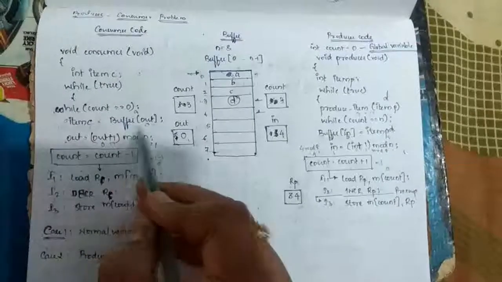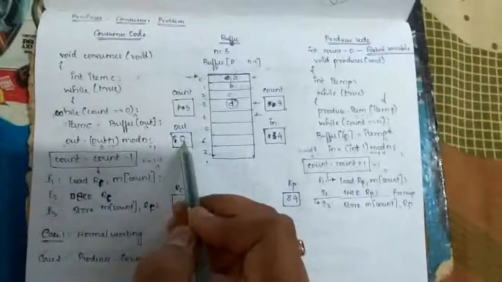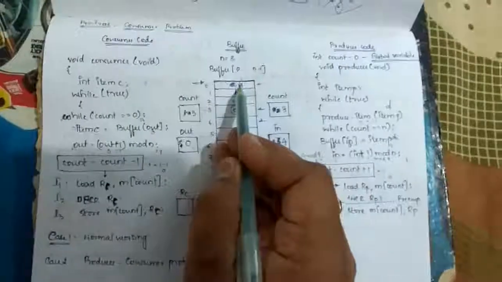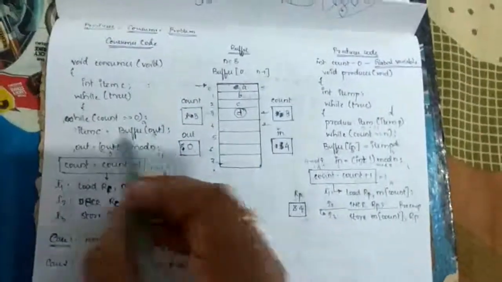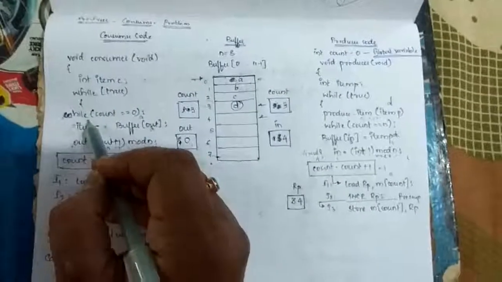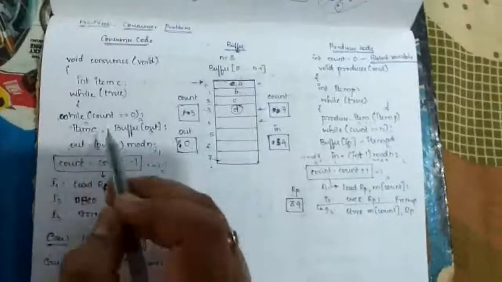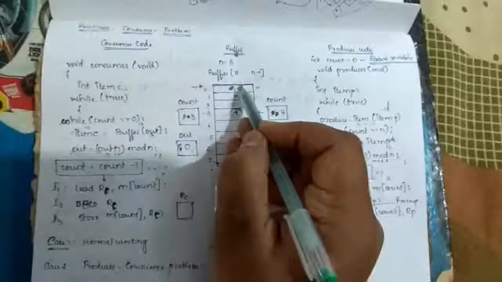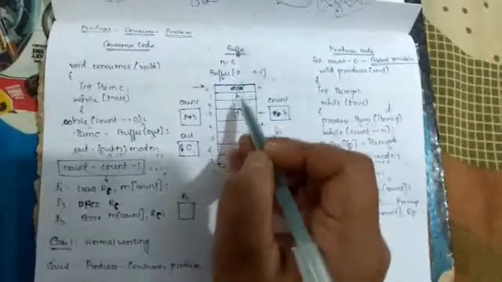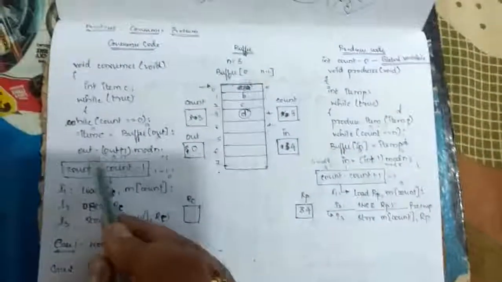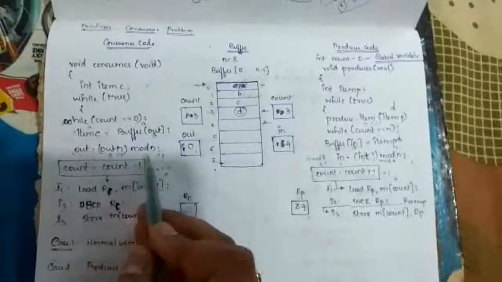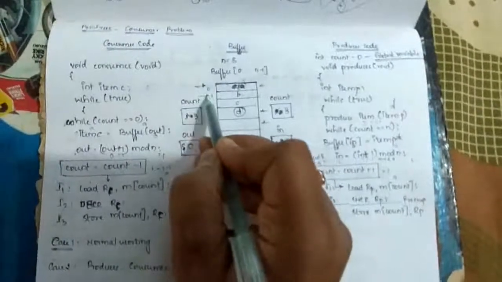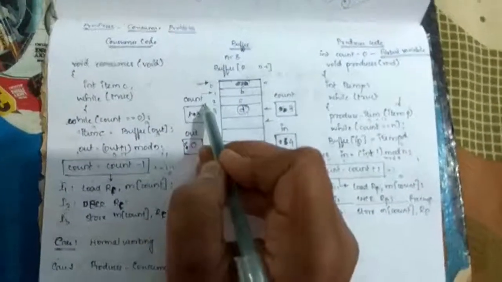item_c = buffer[out]. What is out value? It is 0. What is the buffer[0] value? It is A. So this buffer[0] value is given to item_c, this variable. Now since this item has been consumed, it has to be removed from the buffer. Now out = (out + 1) mod n. Once this has been consumed, the out value points to the next slot.